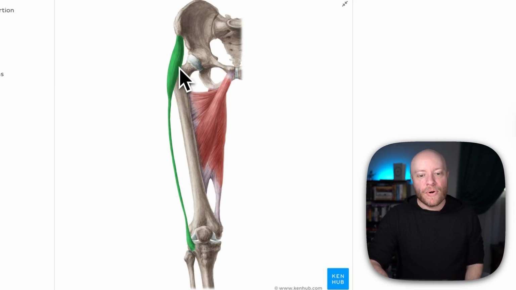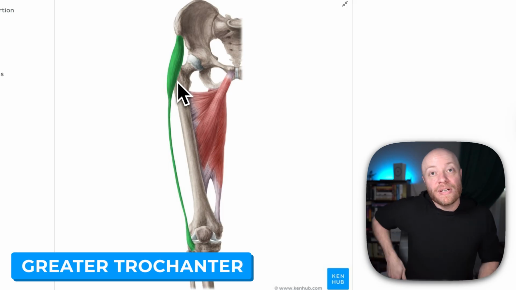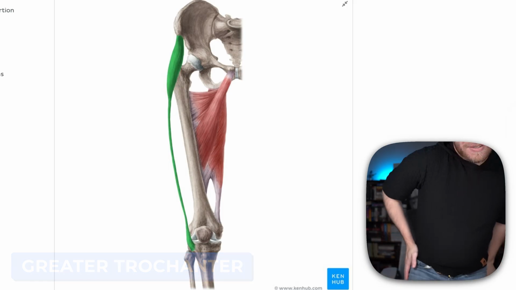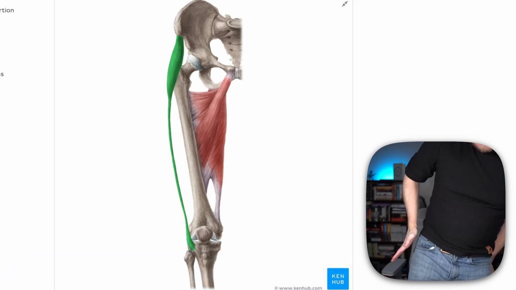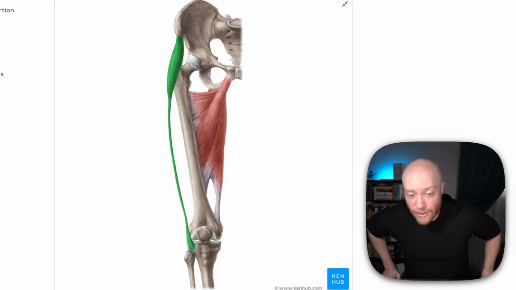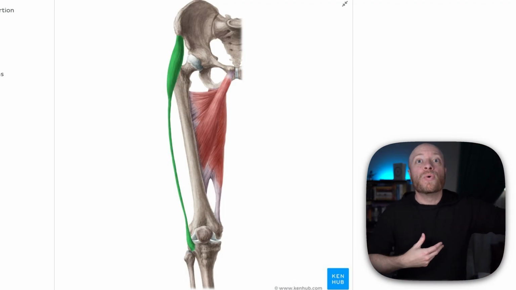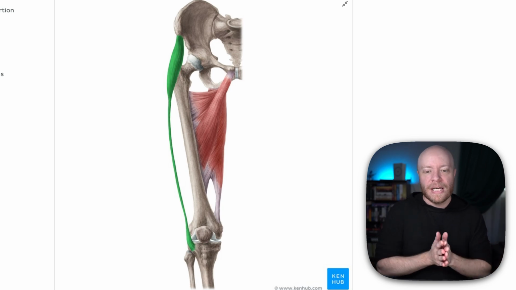You can see it running in front of this giant chunk of bone on the femur called the greater trochanter. And you can feel that on your own. Again, I'll stand up here, so it's about right here. That is going to be the greater trochanter. And trochanter, by the way, just means to run. So think like a horse cantering.